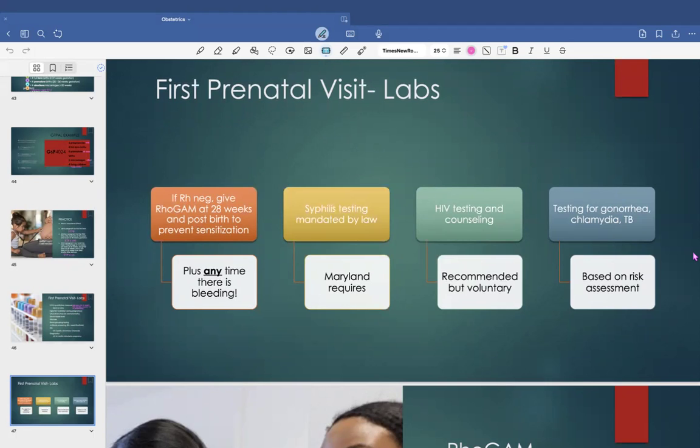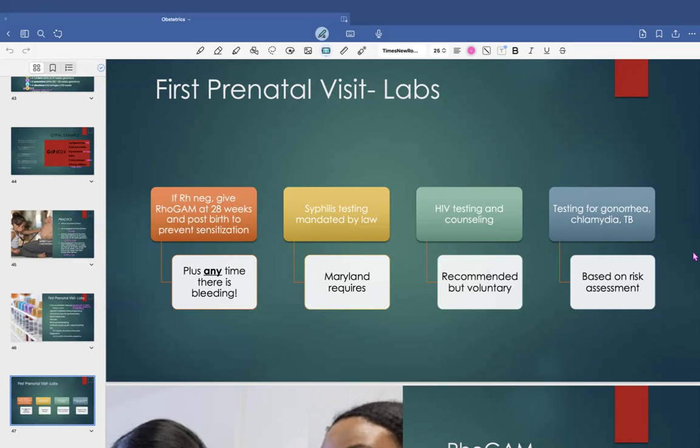The state of Maryland requires syphilis testing. HIV testing and counseling is recommended, but only voluntary. And testing for gonorrhea, chlamydia, and TB is based on risk assessment.